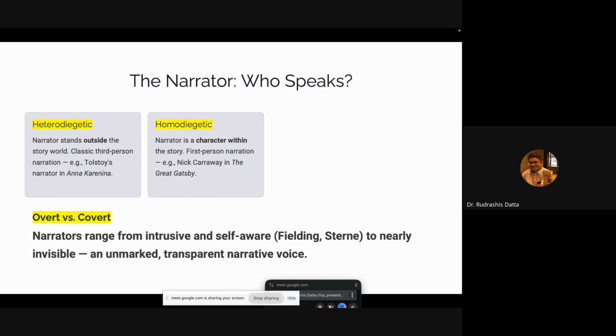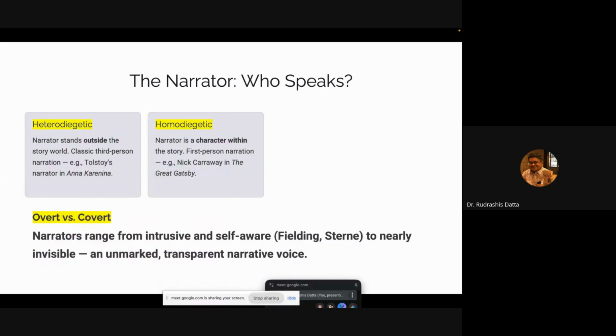Right? Now, there are two types of narrators. One is the type who stands outside the novel and sees everything and narrates. He told this to so and so, or he was thinking so and so since the morning. Such a narrator is called a heterodiegetic narrator. Hetero means they are separate or they are outside the main body.